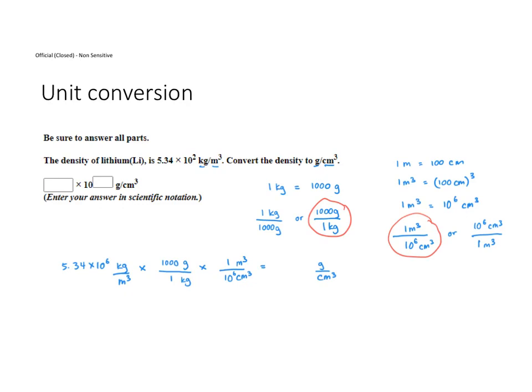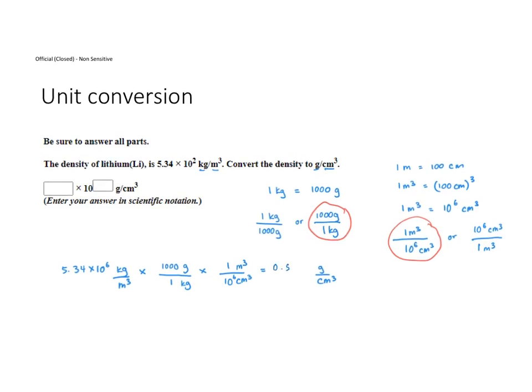So when we key into the calculator, you should get the answer 0.534 grams per cm cube. But the question asks for scientific notation, so let's write this in scientific notation. This would be 5.34 times 10 to the power of -1 grams per cm cube.